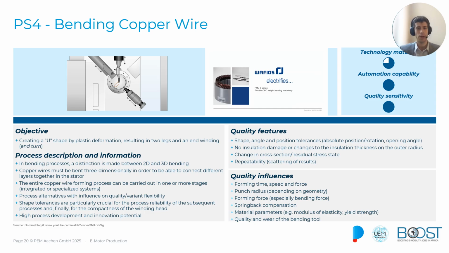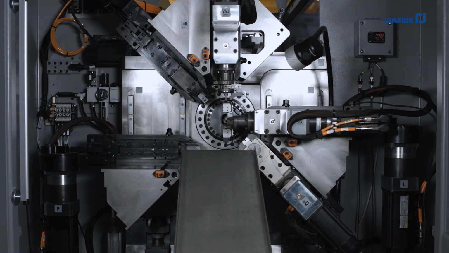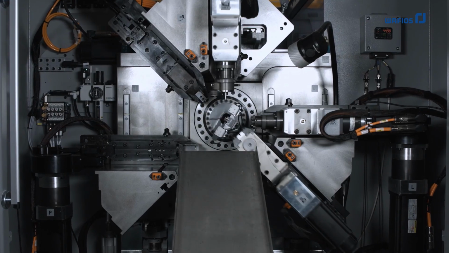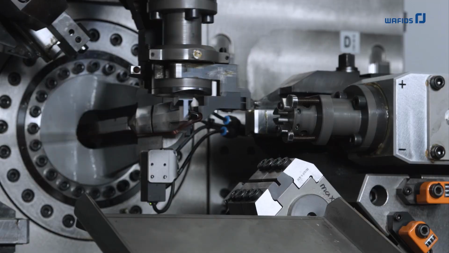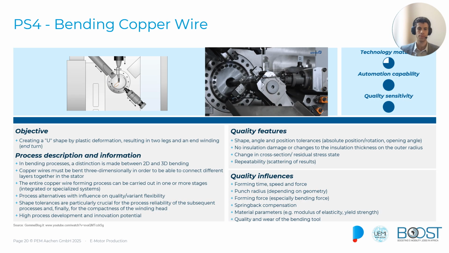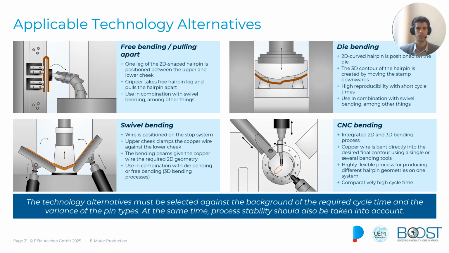Let's see how the bending process looks in the video, starting with a straight pin, which is formed into a U-shape by CNC bending. This is done by a machine from the supplier Wafios. Okay, let's go to the next step. Or not even the next step.